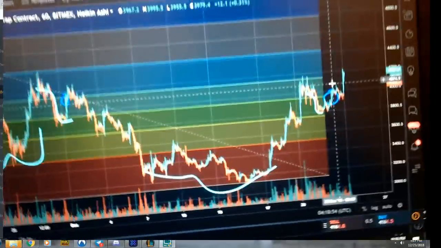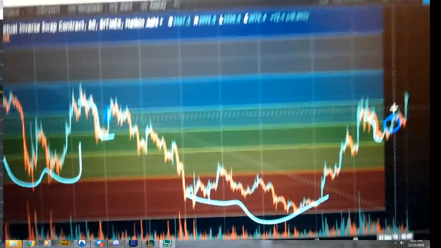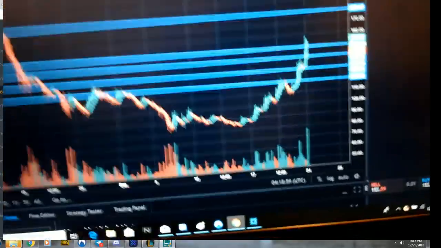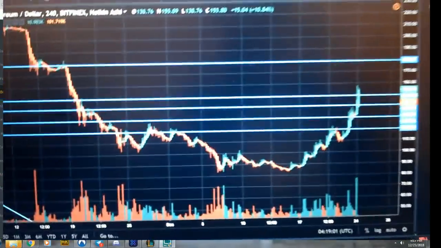We're building our bankrolls for the next run down. That's what we're doing. So let's go ahead and take a look at ETH.